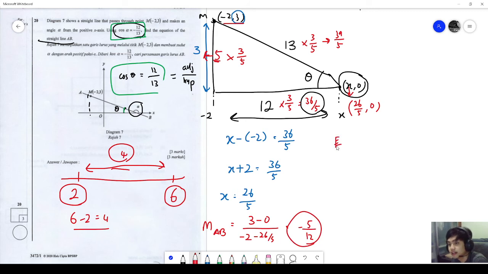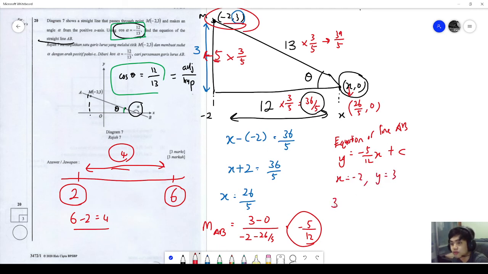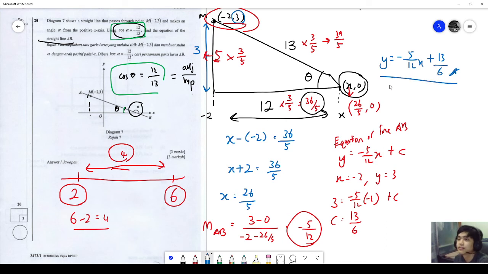So for the equation of the line, I will get y equals to mx plus c. So to find c, I'll just insert back the coordinate here. When x equals -2, y equals to 3. So 3 equals to -5 over 12 times -2 plus c. So your c is just going to be 3 minus -5 times -2 divide 12, so it's 13 over 6. So my final answer here would be y equals to -5 over 12x plus 13 over 6 in this case. So this is question 20 complete.